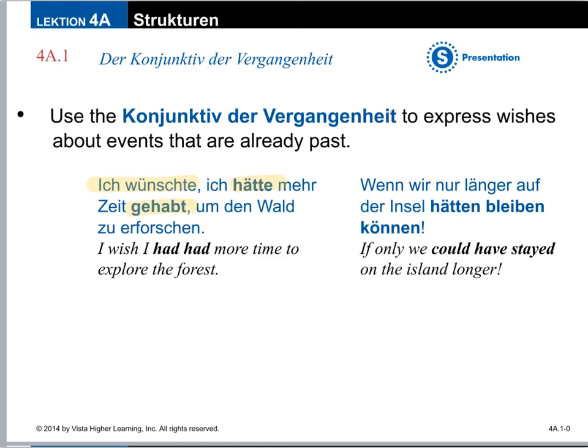Another way to express a wish could be using wenn and nur for if only. So in this case, wenn wir nur länger auf der Insel hätten bleiben können. If only we have können, so could have, and then bleiben. If only we could have stayed longer on the island. So saying ich wünschte and using wenn nur for if only are great ways to express wishes. Just remember to use that hätte or wäre to be in the Konjunktiv der Vergangenheit.